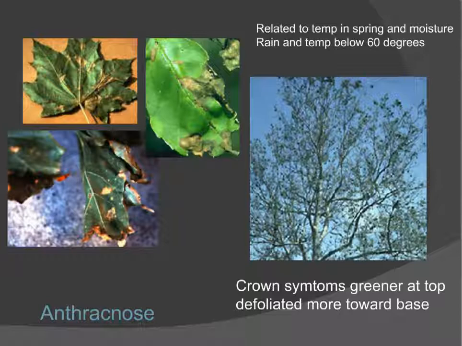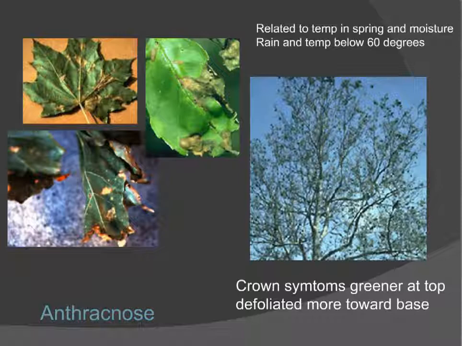Anthracnose is one that we've been having trouble with over the last few years because we've had springs where it's been cold and wet. And that's what you need for anthracnose to develop. The amount of anthracnose that develops is dependent upon how wet and what the temperatures are. If the temperature is between 50s and 60s, it's going to be pretty bad. If it's above 60, not so bad. If it's below 50, not so bad.